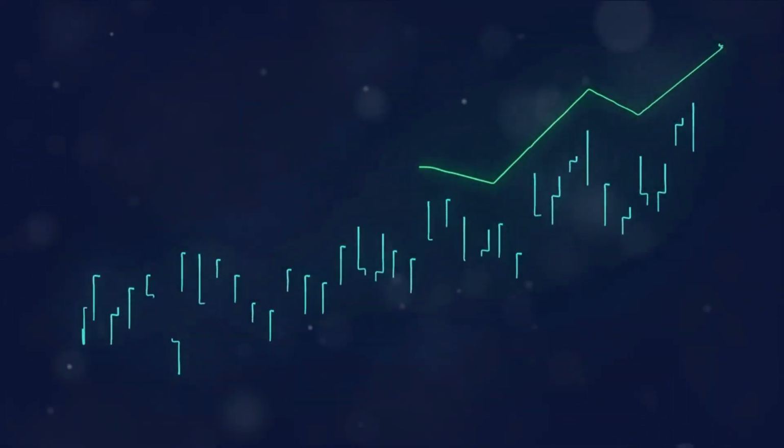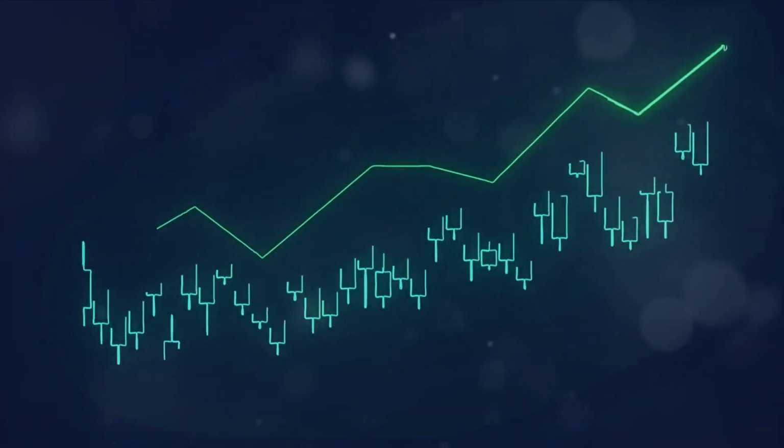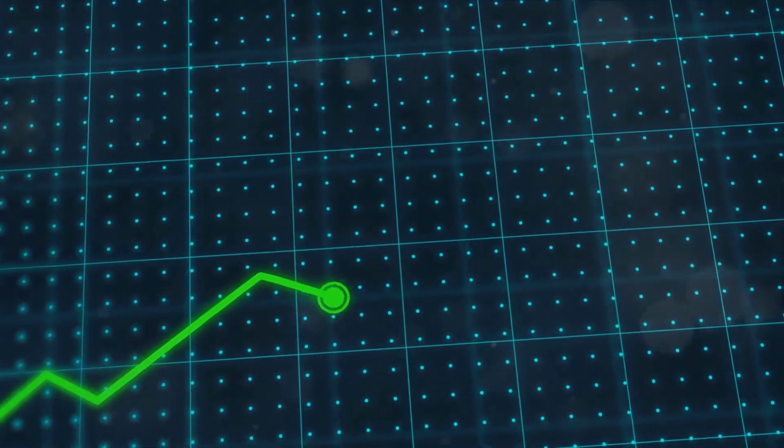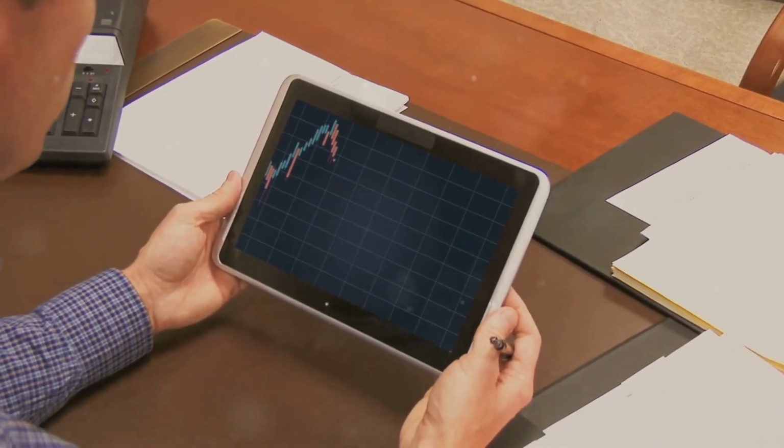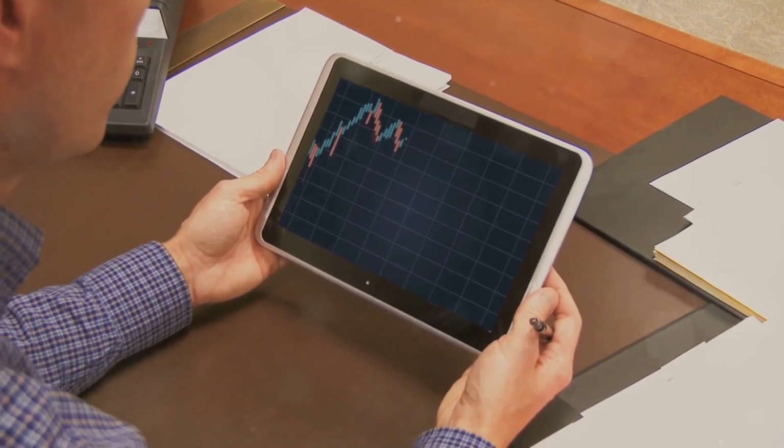So in a nutshell, you go long. That is, you buy when the MACD line crosses above the signal line and it's below zero. And you go short or sell when the MACD line crosses below the signal line and it's above zero. And there you have it. That's the MACD indicator for you.